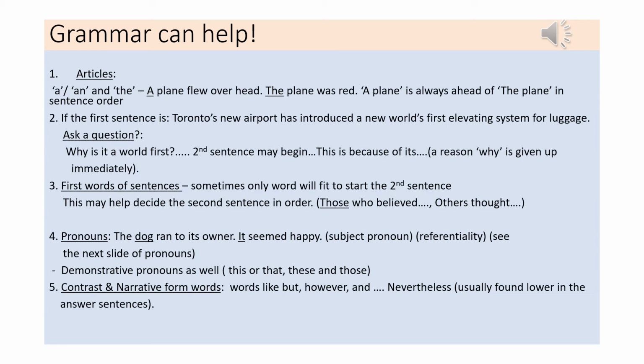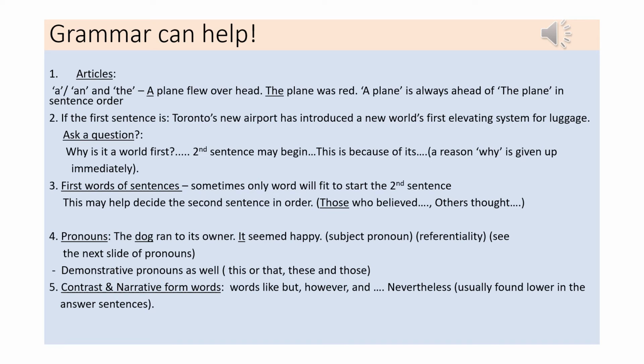Now, this is another thing I like to do here. If the first sentence is, for example, Toronto's new airport has introduced a world's first elevating system for luggage, what you do is you ask a question. Just ask yourself, why is it a world first, for example? So if you ask that question, what usually happens is the next sentence explains or gives a reason why, right? So it'll start with, this is because. And so because is telling you it's a reason, and it's attempting to answer that first statement it made about the world's first. And that happens quite often, so just be aware of that.